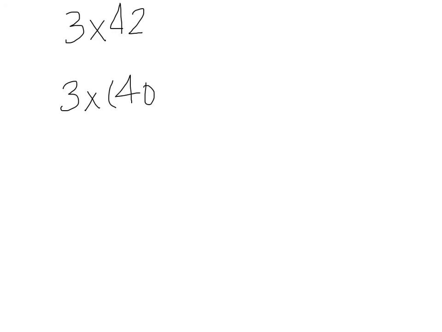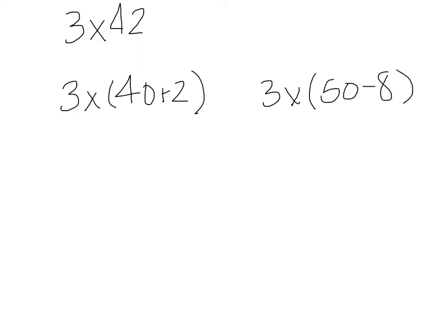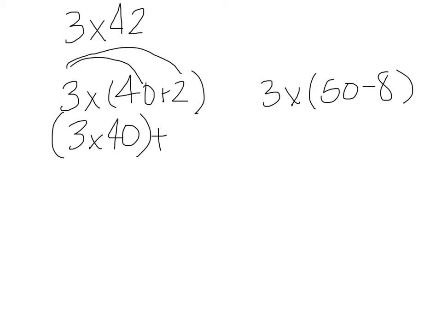40 plus 2. But like we talked about earlier, you could also use subtraction here where you do 3 times 50 minus 8. That makes it a little bit trickier, but that works as well. So we're going to do the same thing no matter which strategy you choose to use. We're going to distribute the 3. So we have 3 times 40. Then we need to distribute to our other number in our parentheses, which is 2. So we have 3 times 2.